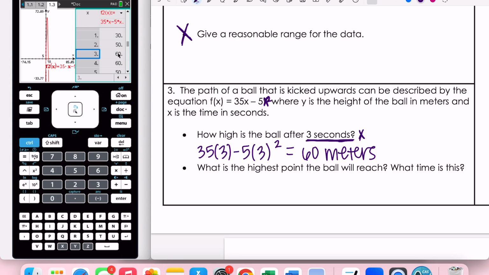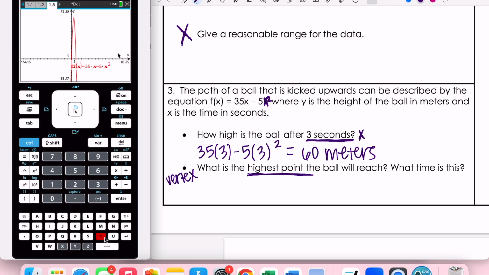Next, the question says, what is the highest point the ball will reach? So guys, if I'm asking you to find the highest point, that means I am asking you to find your vertex. So we're going to press Control T now. This is going to close our table, and we just have our graph again. So when I look at my point, again, I notice it is the highest point. And so that is called my maximum value.